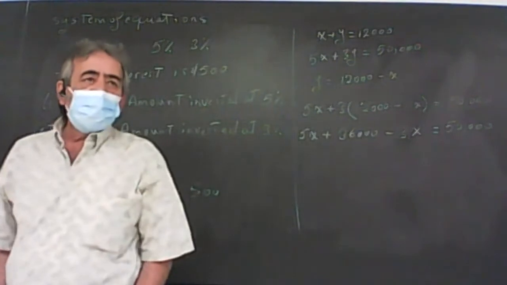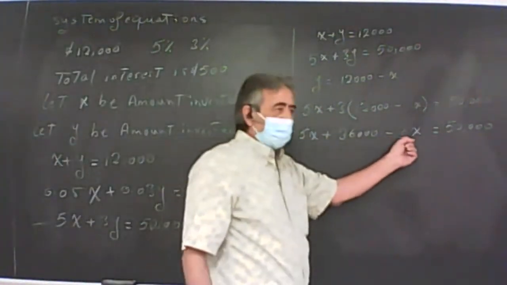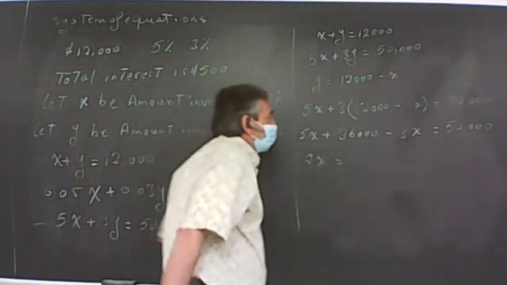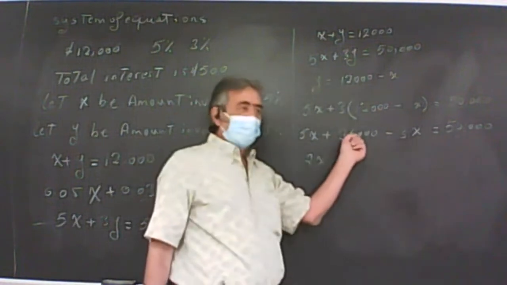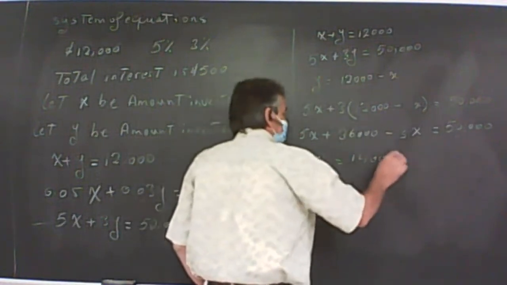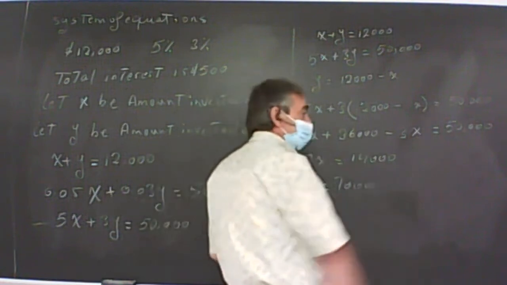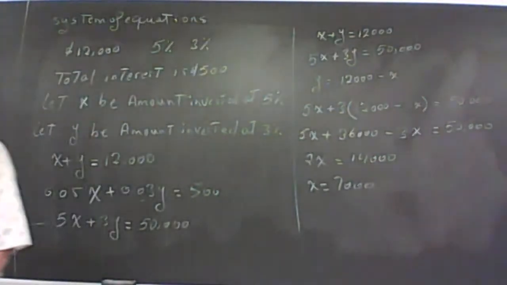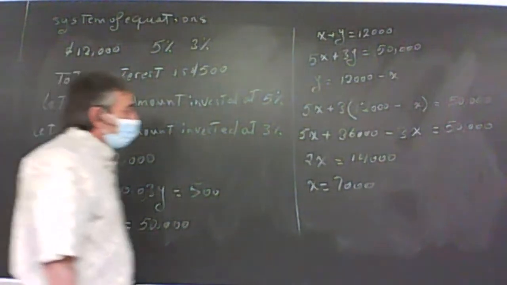Yeah? So now 5x minus 3x is 2x. So 2x equal 50,000 take away 36,000, 14,000. 2x equal 14,000, so x equals 7,000. Yeah? So now x equals 7,000. We know what x is.